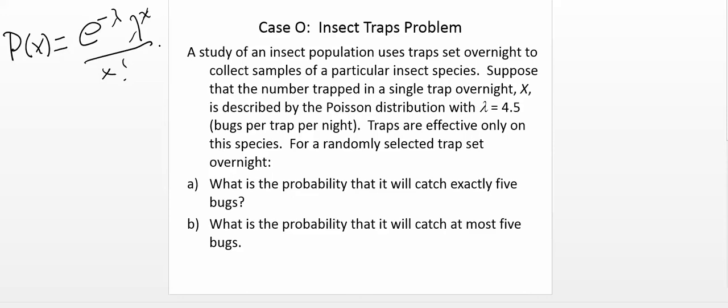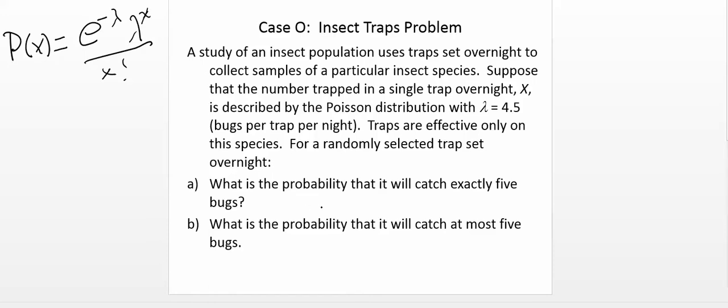And we'll also use the recurring formula: if you have the previous value of p of x, you can get the next one by multiplying by lambda and dividing by that particular value. I'll just show this in application so that you'll understand it a bit better. So let's look at part A.